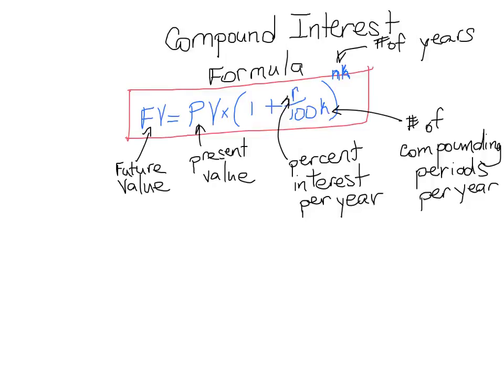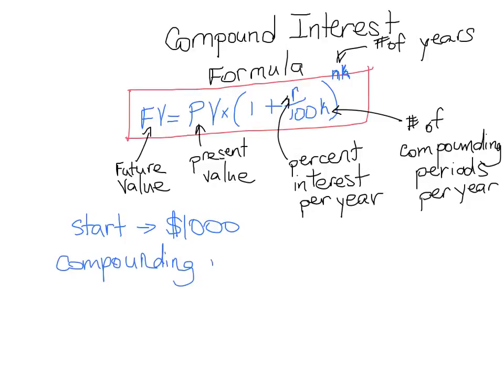So let's make up a question here. Let's say we start off with $1,000, and it's compounding monthly for 8 years. I would like to know how much you will end up with at the end of that time. So it's compounded monthly for 8 years. I would like to know what you have in 8 years. So what's the future value?